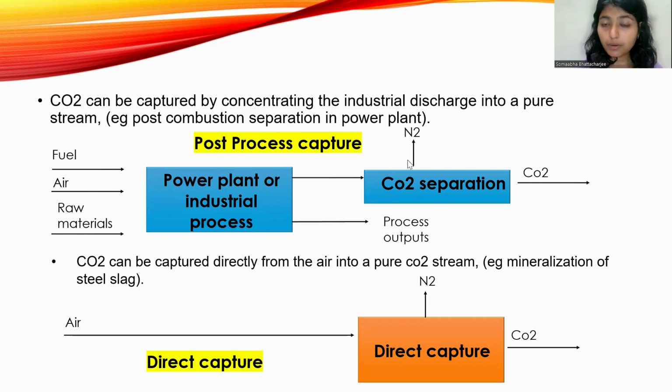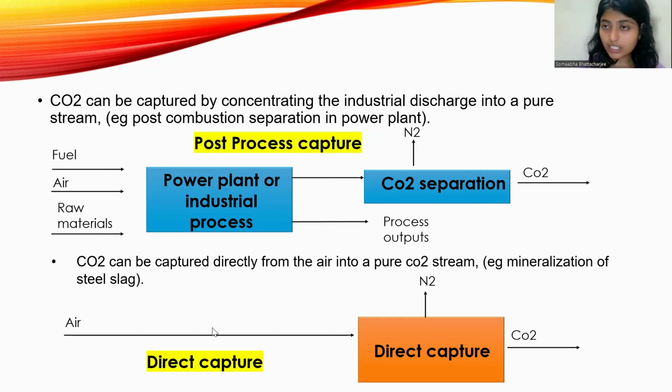Then there are two outputs. First, we get a mixture of nitrogen and carbon dioxide, and second, we get the process output. The mixture of nitrogen and carbon dioxide goes to a carbon dioxide separation unit, in which both get separated, and we get a pure carbon dioxide stream.